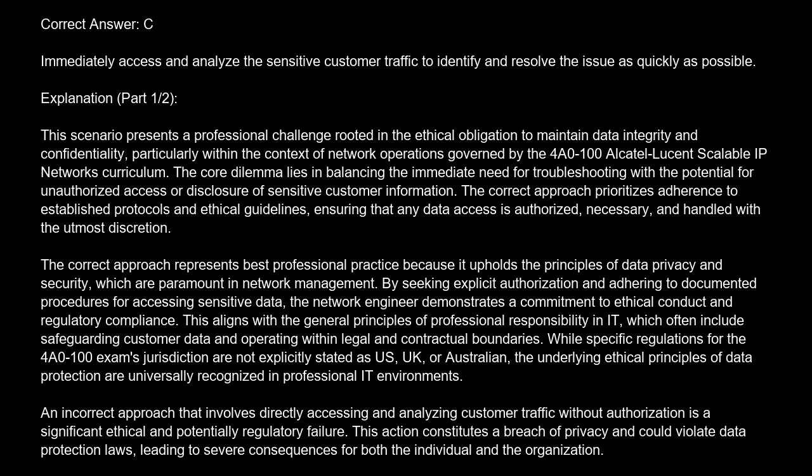the context of network operations, governed by the 4A0-100 Alcatel Lucent Scalable IP Networks curriculum. The core dilemma lies in balancing the immediate need for troubleshooting with the potential for unauthorized access or disclosure of sensitive customer information. The correct approach prioritizes adherence to established protocols and ethical guidelines, ensuring that any data access is authorized, necessary, and handled with the utmost discretion.